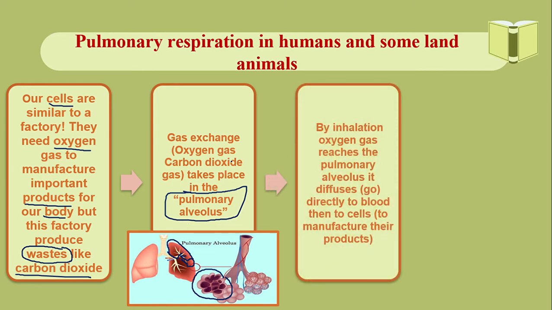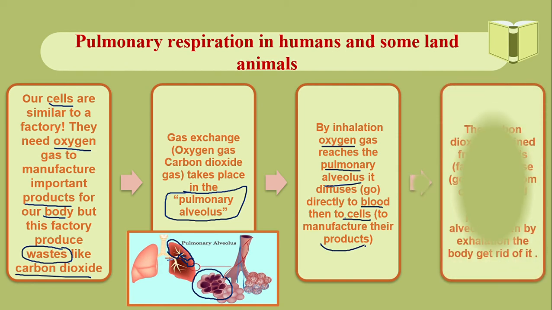So by inhalation, when we inhale air, oxygen gas reaches pulmonary alveolus in the lungs. And we said that pulmonary alveolus, pulmonary alveoli, they are generous. They will not keep the oxygen for themselves. No, they will give it to the blood. So the oxygen will diffuse from pulmonary alveolus to the blood, and the blood is the delivery. It will carry the oxygen to the factory. Do you remember? Which is the cell. The cell will manufacture the products. They will use the oxygen to build their products.